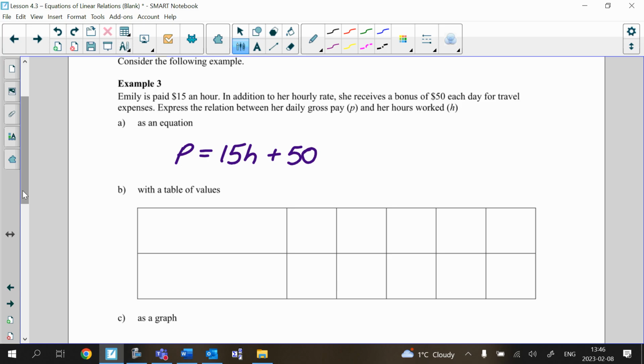And let's just pick the hours. Again, let's do 0, 0. Or sorry, it's not 0, 0. My mistake. If she works 0 hours, how much does she get? 50.